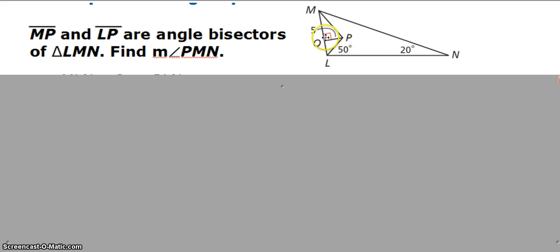And what would PLQ equal? Over here, good, 50 degrees as well, right? So we would have 100 degrees here, and we have 20 degrees there. 120 plus this entire angle, right, would be 180. So 120 plus what is 180? Okay, good, 60, right? So PMN is exactly half of 60 because MP is bisecting the 60-degree angle. So PMN is 30 degrees.